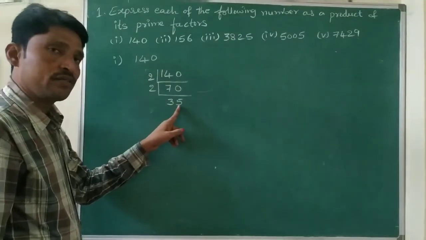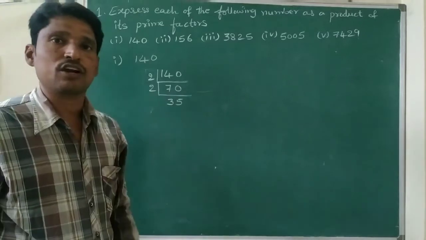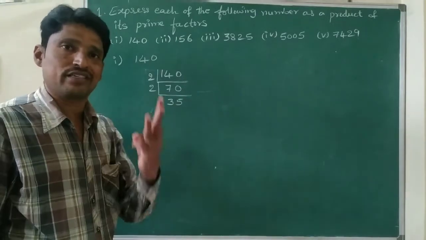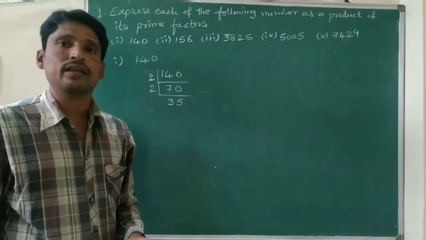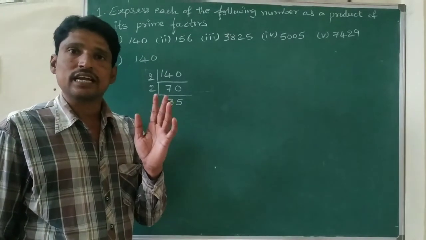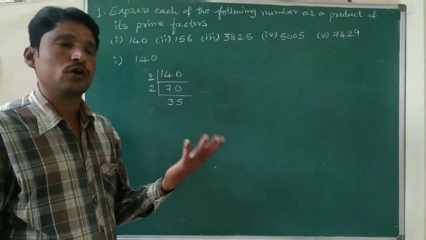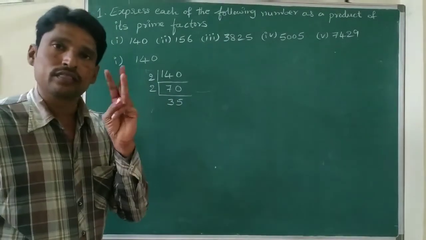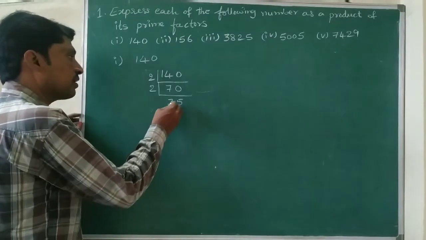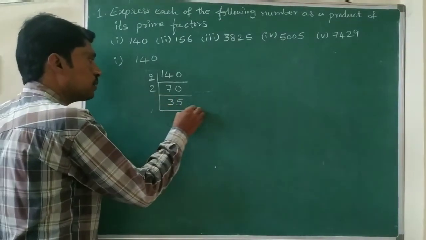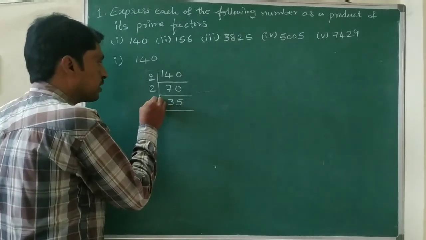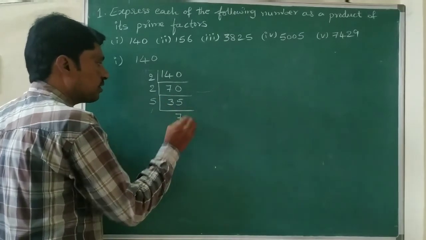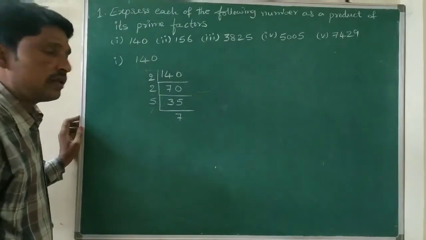2 3s are 6, 1 remains, 2 5s are 10. Now here the unit digit is 5. Unit digit is 5 means division by 2 is not possible. Next prime number you have to choose, that is 3. So 5 plus 3 is 8. Is 8 a multiple of 3? No. So you can skip 3 also. Now next we can take 5. So the next prime number is 5 only. So that prime number I took. So 5 table, do we get 2? 5 7s are 35.